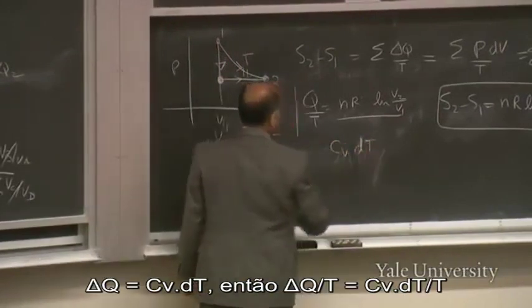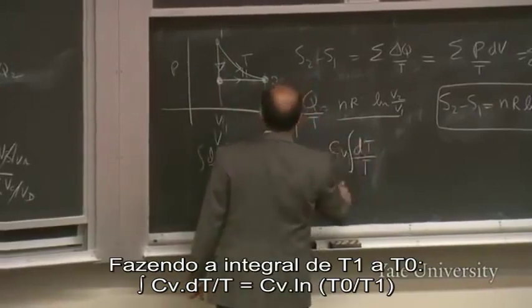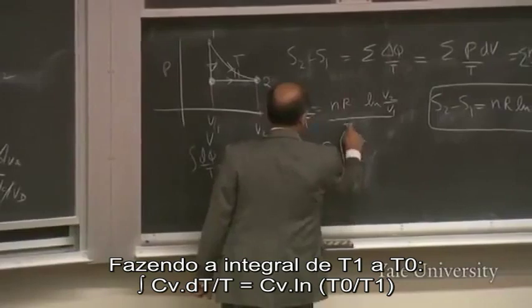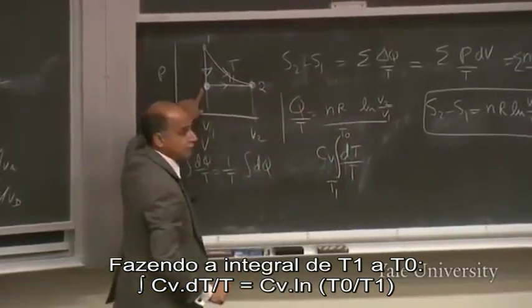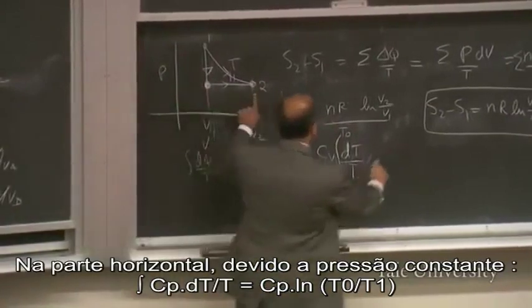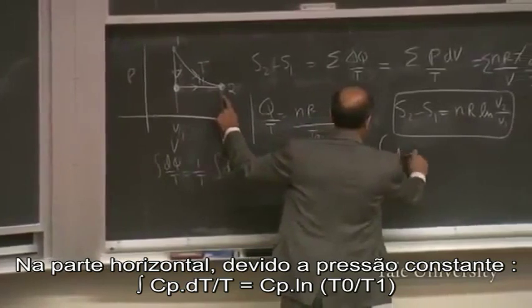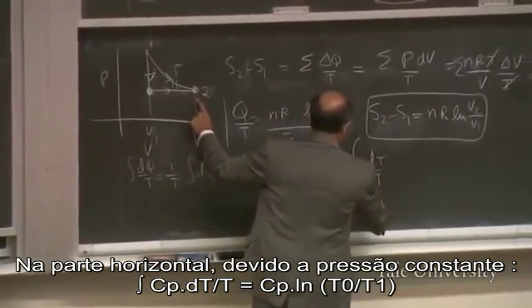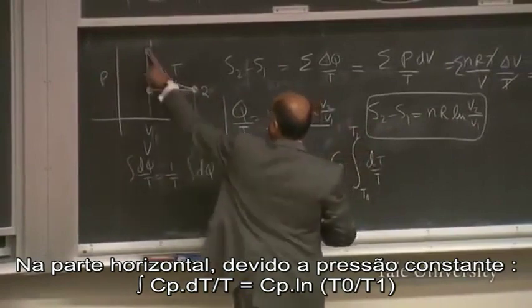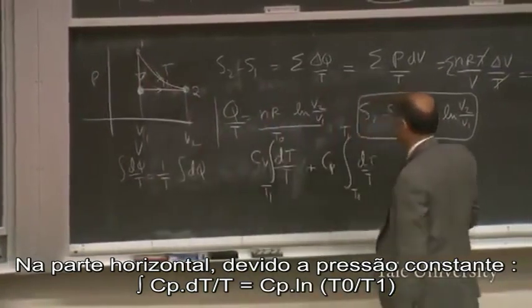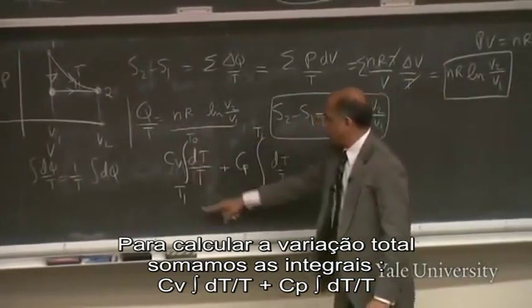When I go from here to here, for 1 mole of a gas, the heat transfer dq is Cv dT, and I divide by T, and I do the integral from T1 to this point T0. That's the entropy change here. Then in the horizontal part, since I'm going at constant pressure, I go Cp dT over T from T0 back up to T1, because this T1 and T2 are the same temperature. I have to add all these to get the entropy change.